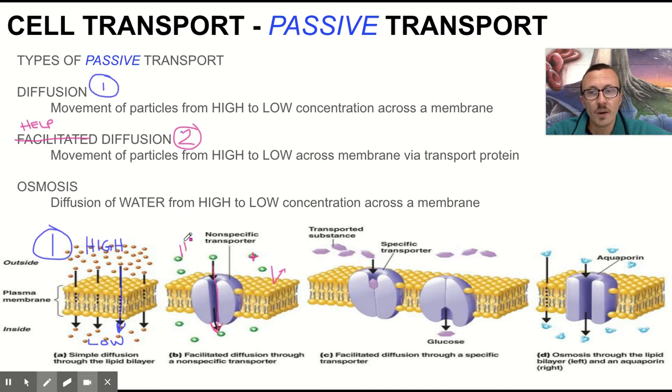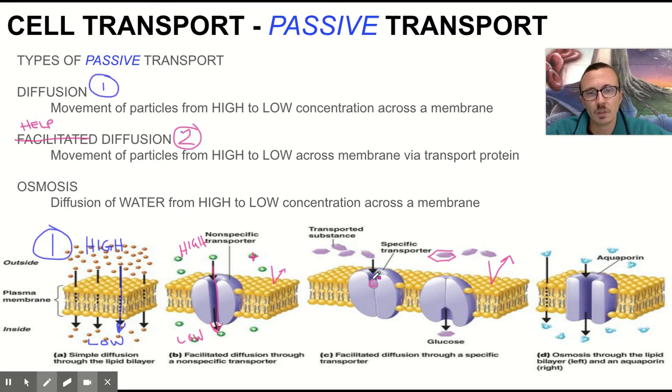And so we're still going from high to low, but we need some help. And the help is provided by a protein, a protein channel. Sometimes the molecule is just too big. So in the case of glucose, glucose is a huge molecule, C6H12O6. That's 24 atoms in that one molecule of glucose. And it's huge, so that glucose molecule is too big to easily diffuse through the membrane. So it needs some help, and it gets some help from a carrier protein.